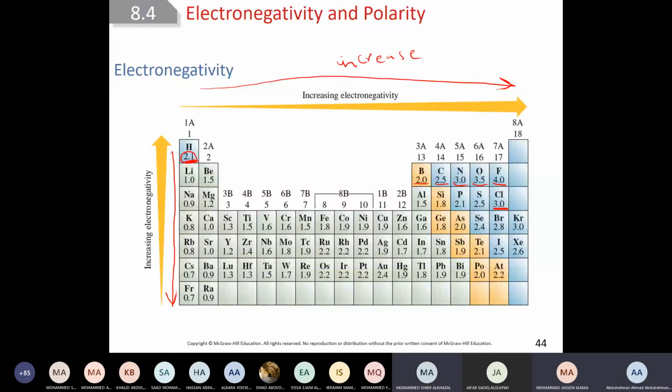Like the atomic radius. It is increasing this way and this way. Which is the highest? Fluorine. And which one do you think will be the lowest? Francium. Yes, that's the lowest because it is on this side and this side. So it is the lowest and fluorine is the highest. Is this clear?